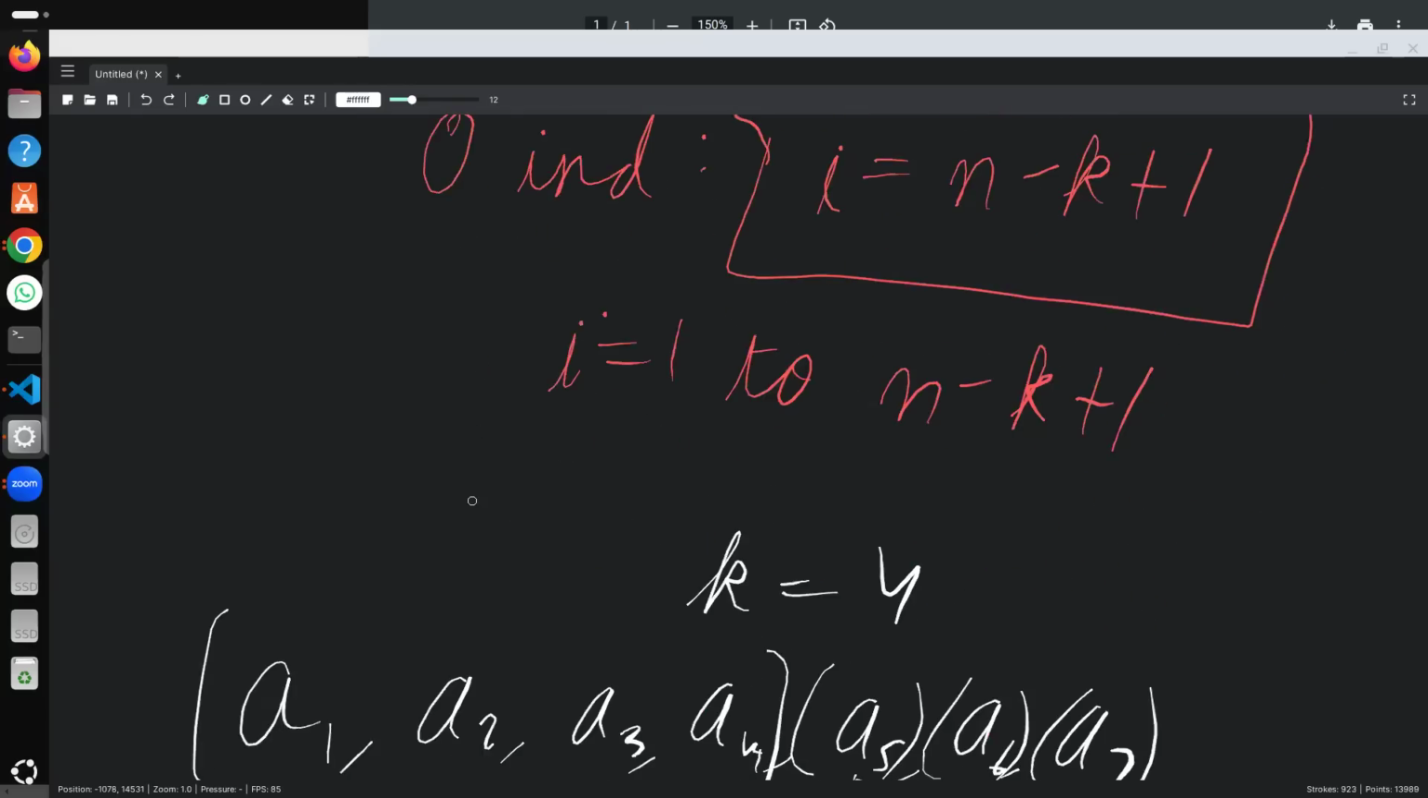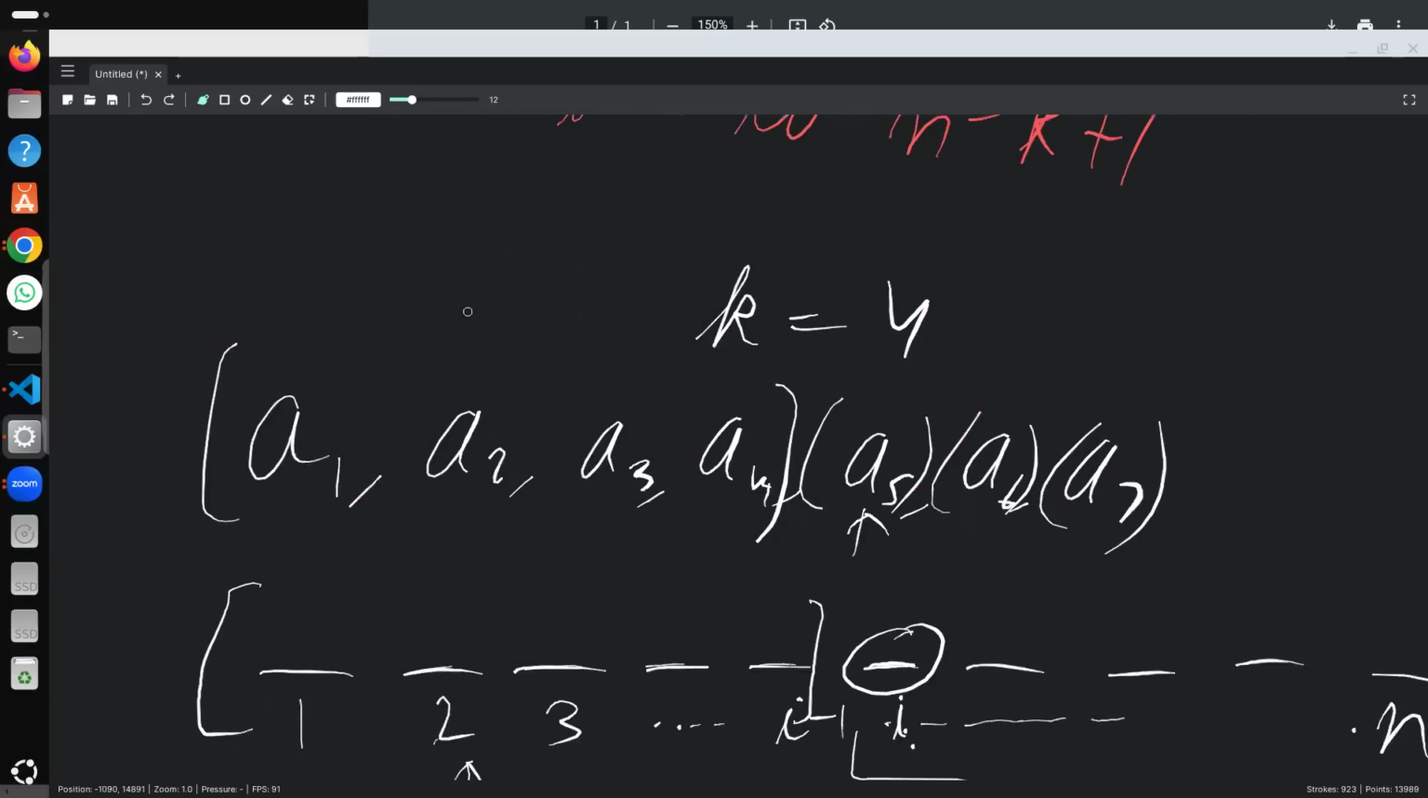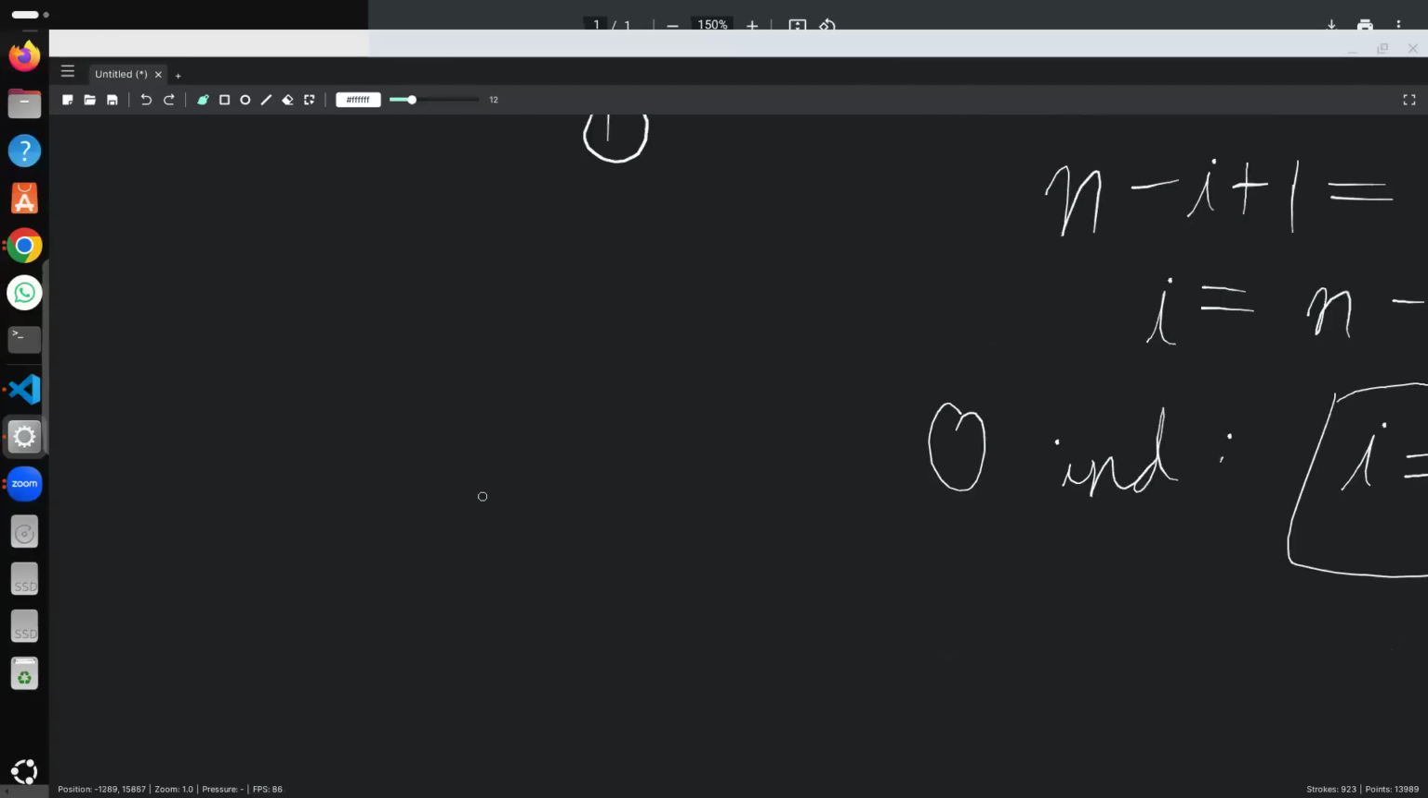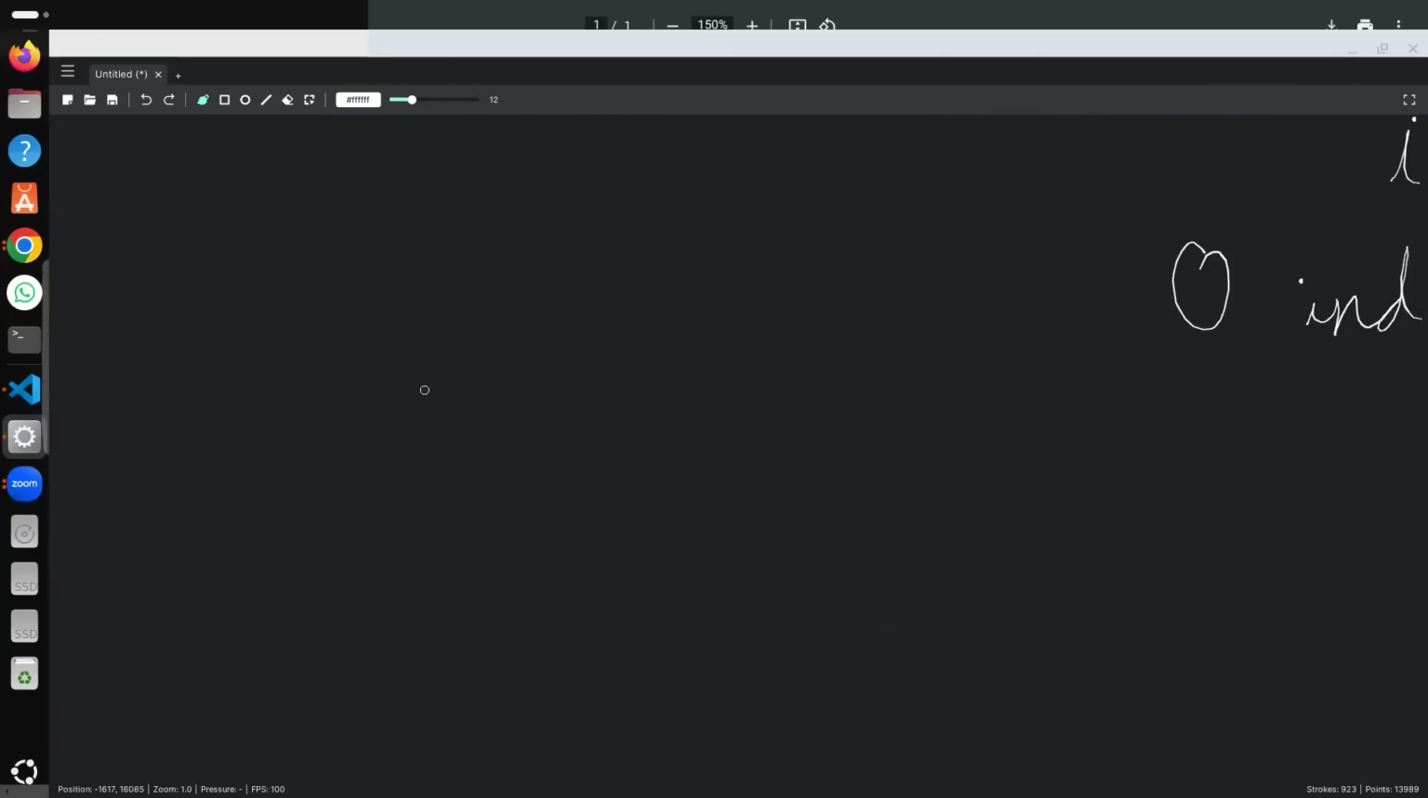I think most of you have understood. So yeah, I'll show my code. If someone still has a doubt, then they can ask in the doubt section. Okay.